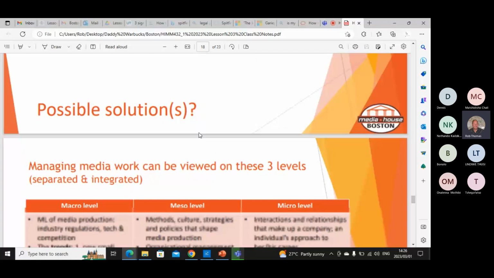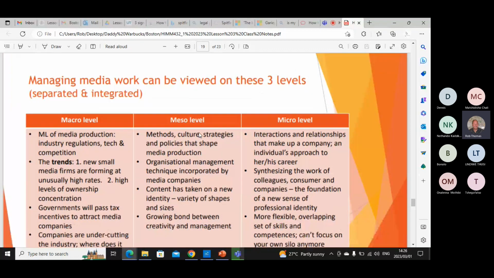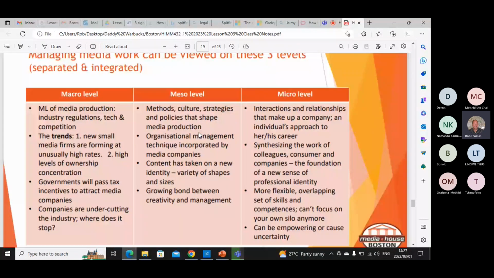So what are the possible solutions? You can see managing media work can be viewed on 3 levels. Guys, you can link this back to your PESTEL factors when you're looking at the macro environment in which your company operates. On the macro level of media production, you have industry regulations, technology, and competition. The trends: new small media forms are forming at unusually high rates. There are high levels of ownership concentration. Governments will pass tax incentives to attract media companies, and companies are undercutting the industry.